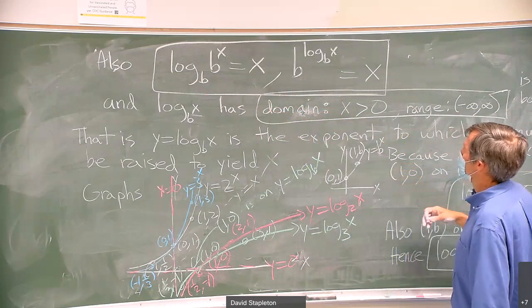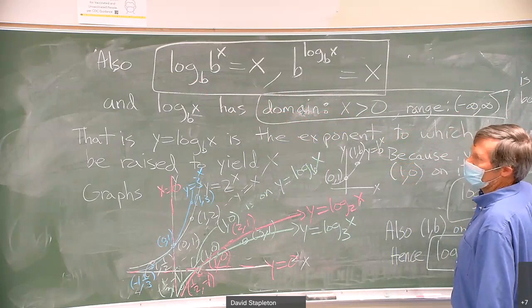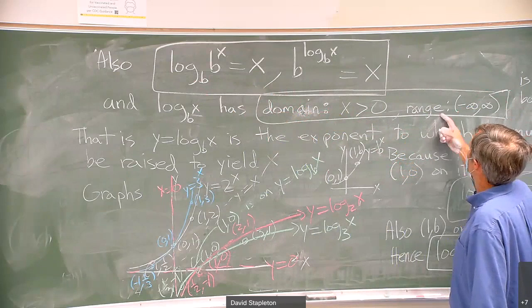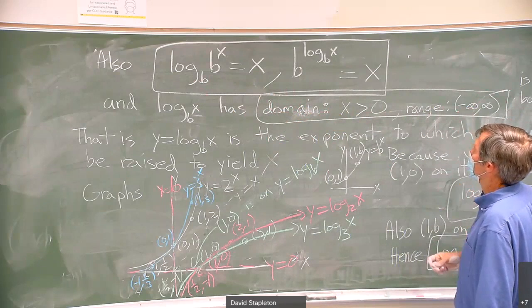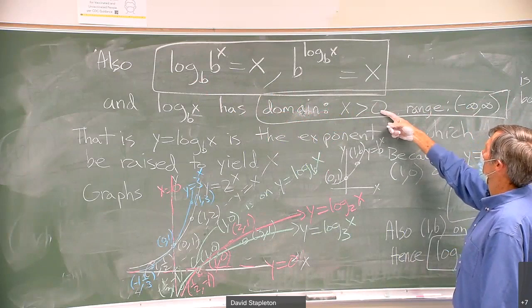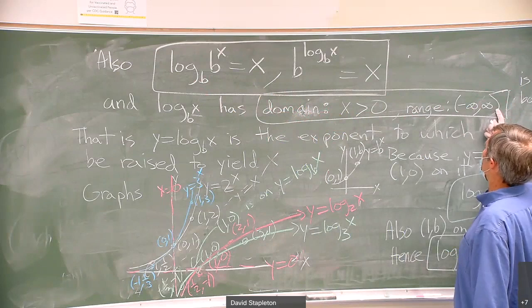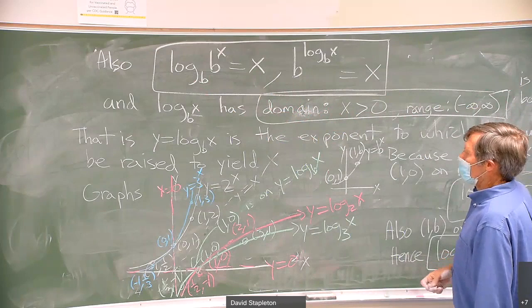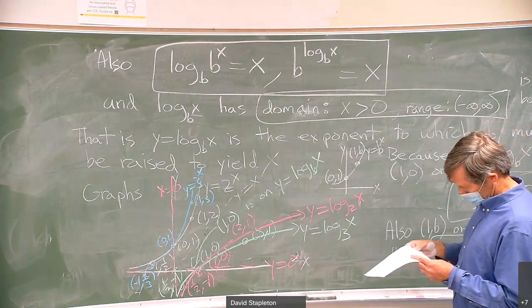Result. y equals log base b of x means x equals b to the y, so it just interchanges the domain and range of them. So the domain is now what was the range, all positive numbers, and the range is now what was the domain of the exponential function. So those are important, useful properties then.